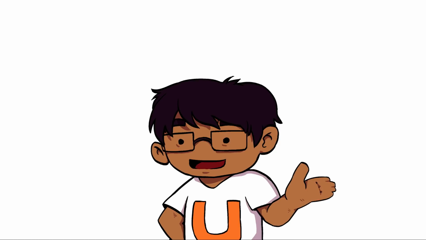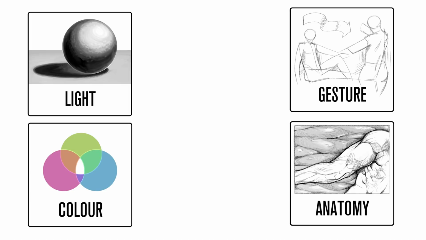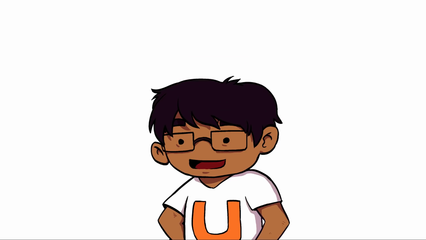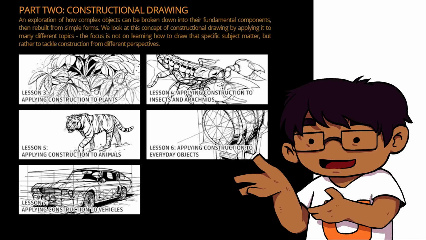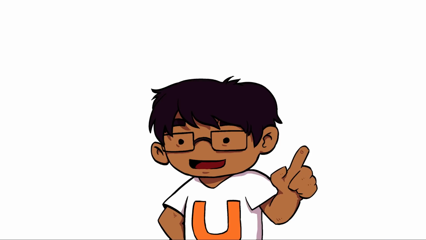Well, if it isn't necessary for us to develop those 3D spatial reasoning skills, then we don't bother with it. Light, color, gesture, anatomy, and style. Out. While we do have lessons that explore individual topics, such as plants, insects, animals, vehicles, and so on, none of these lessons are a guide on how to draw that specific thing.